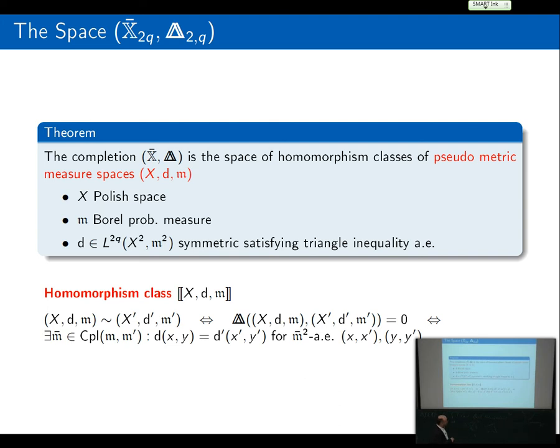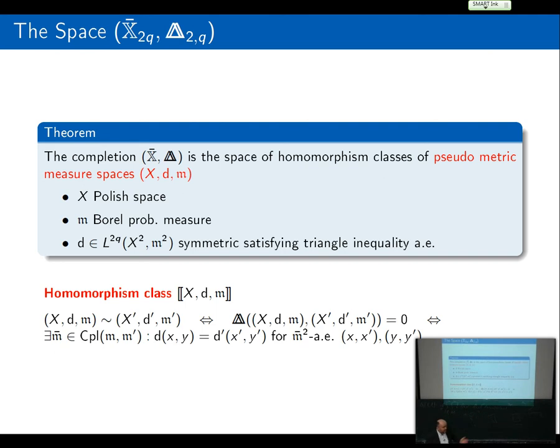Triangle inequality is true, but for instance, I just want to give an example. Just take the unit square and take the metric which measures only the x1 coordinate. So this would be a pseudometric. And I want to be safe, this is not a metric because it does not induce the topology. It satisfies the triangle inequality, it's non-negative, it's symmetric.